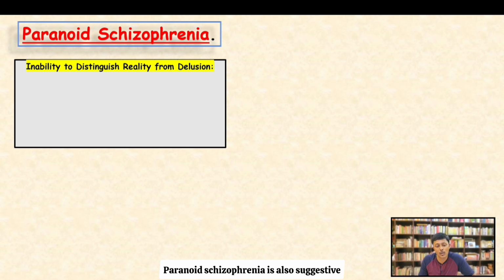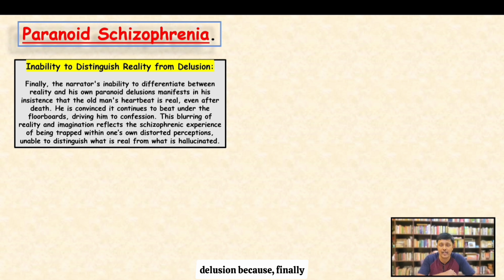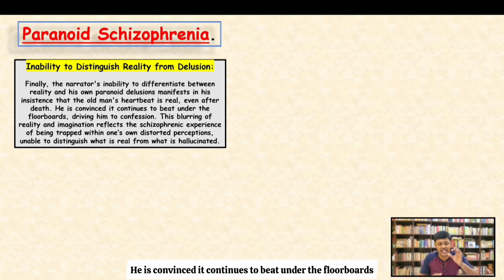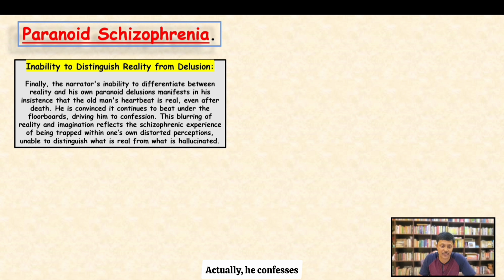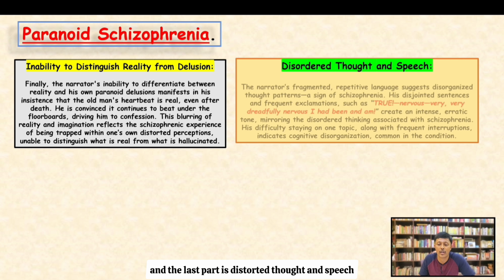Paranoid schizophrenia is also suggested in the inability to distinguish reality from delusion, because finally the narrator cannot differentiate between reality and his own paranoid delusions. This is the manifestation in his insistence that the old man's heartbeat is real. It is not real, but because of his paranoia, his schizophrenic moments, he thinks the heartbeat of the old man is real. He is convinced it continues to beat under the floorboards, driving him to confession. Actually, he confesses.